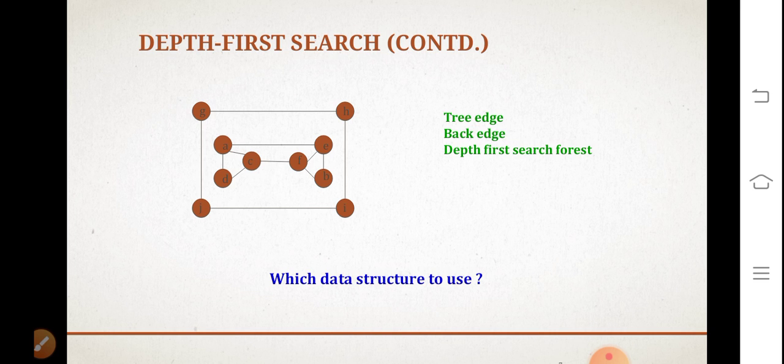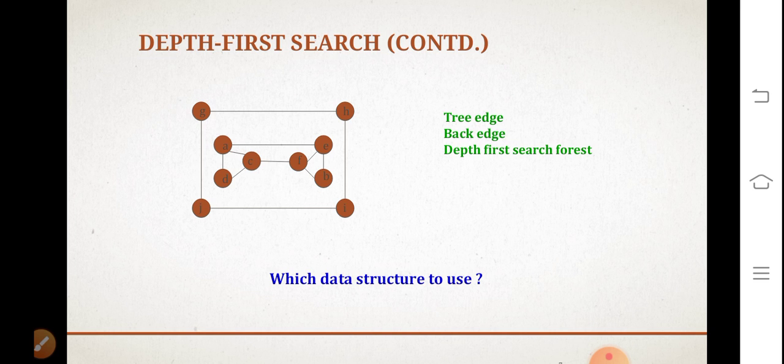The starting vertex of the traversal serves as the root of the first tree in such a forest. Whenever a new unvisited vertex is reached for the first time, it is attached as a child to the vertex from which it is being reached. Such an edge is called a tree edge because the set of all such edges forms a forest.